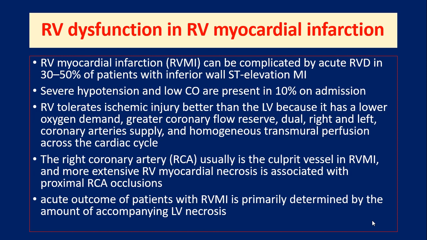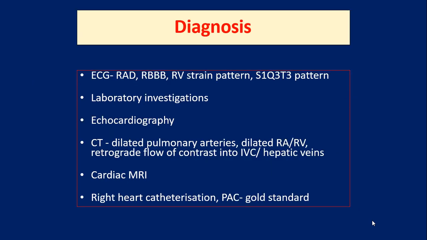The right ventricle tolerates ischemic injury better than the left ventricle because it has a lower oxygen demand, greater coronary flow reserve, dual right and left coronary artery supply, and homogeneous transmural perfusion across the whole cardiac cycle, both systolic and diastolic. The right coronary artery is usually the culprit vessel in right ventricular myocardial infarction, and more extensive RV myocardial necrosis is associated with proximal RCA occlusions. The acute outcome of patients with right ventricular MI is primarily determined by the amount of accompanying LV necrosis.